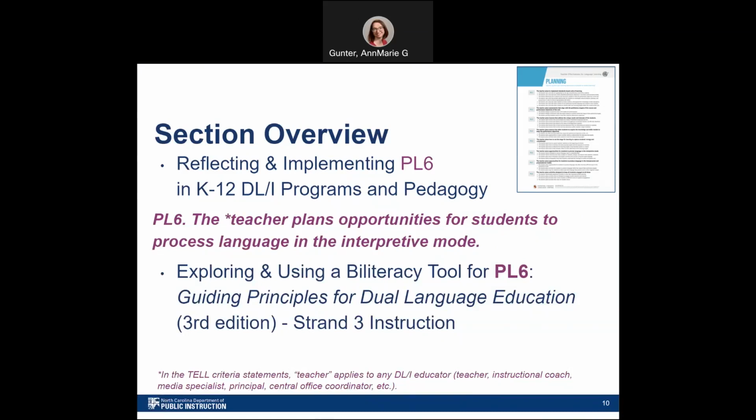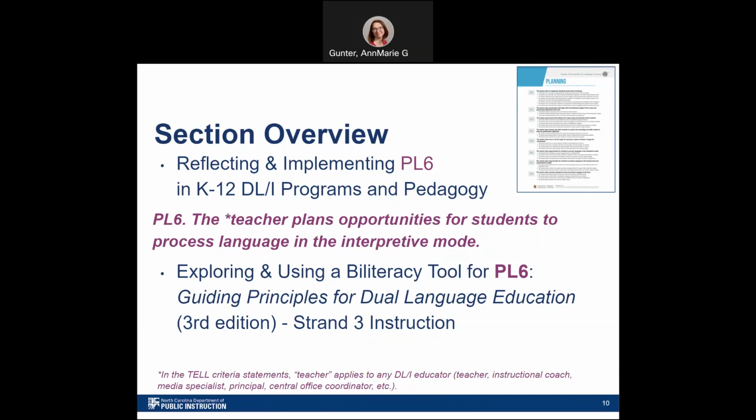Remember, when we look at our TELL criteria statements, the reason we have an asterisk next to teacher is because teacher in that sentence applies to any DLI educator, regardless of what role you have with your DLI program. You could be a teacher, you might be an instructional coach, maybe a media specialist, a principal, a central office coordinator, or some other role with students.